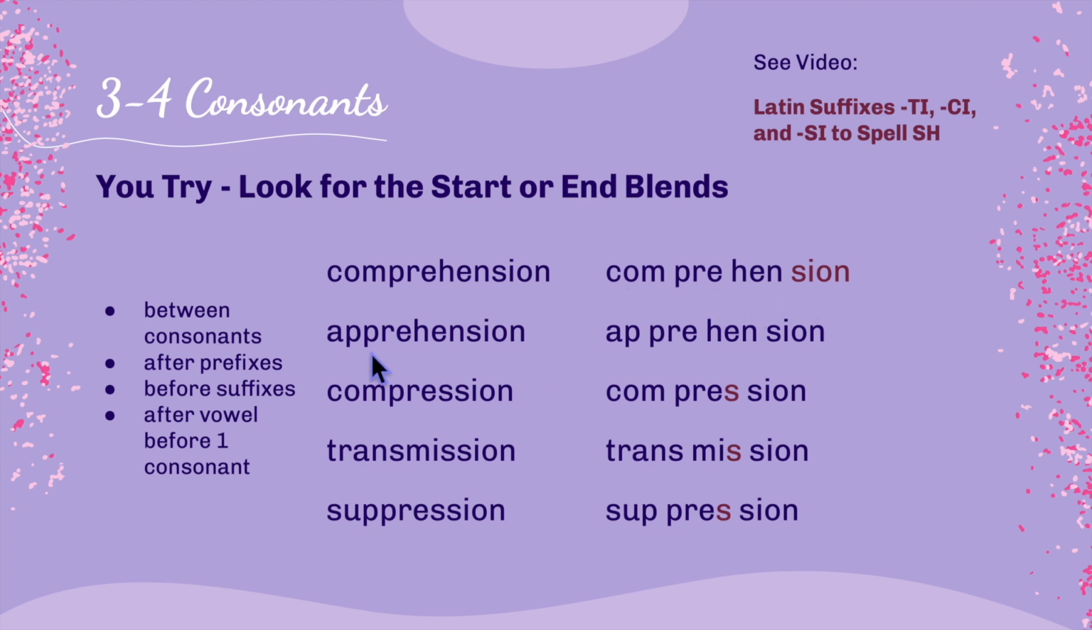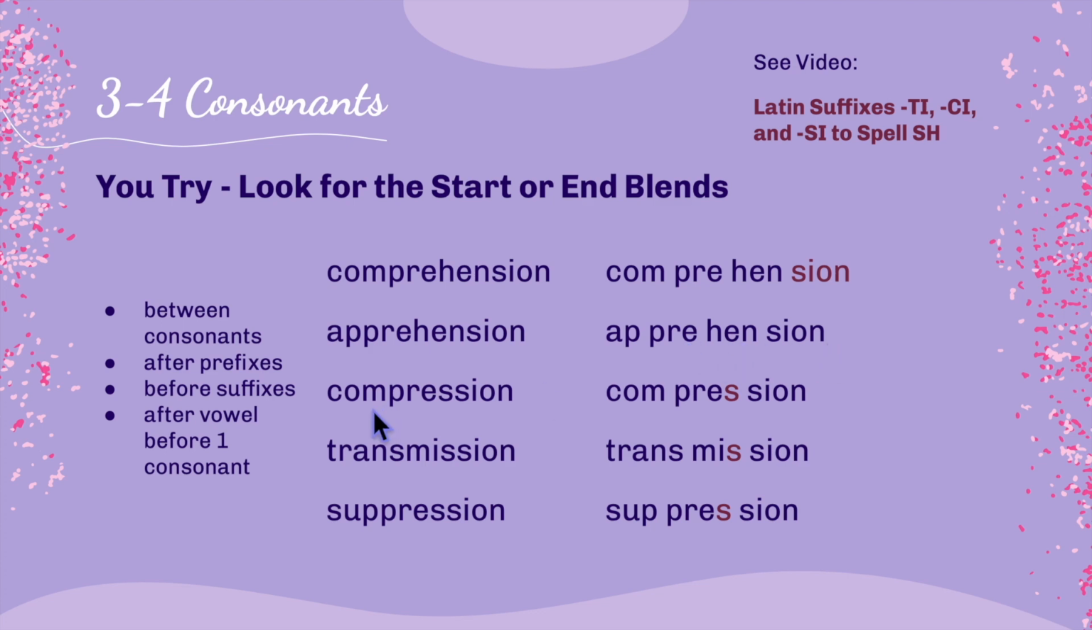Here's an open syllable, so we try the long vowel sound. Comprehension. Right here we have 3 vowels in a row. We want to split between the double P's. So we split here, after a vowel, before a single consonant here, and before the suffix shun here. This syllable and this syllable are closed, so we try the short sound. Here we have an open syllable, so we try the long sound.